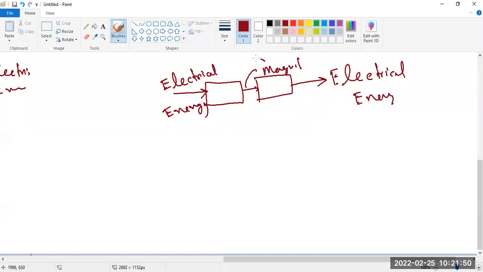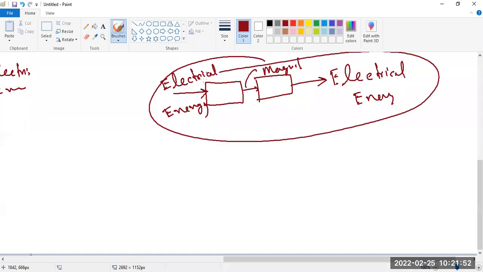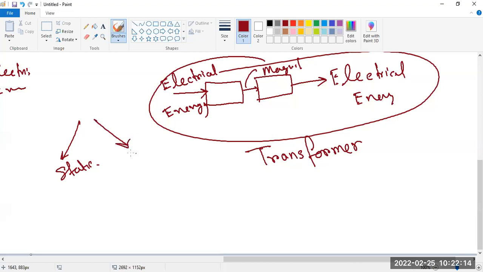So this type of machine is called transformer. Okay, and so we can divide machine into two types. One is static machine, static, no rotating part is there. Another is rotating machine. Rotating machine. Okay.